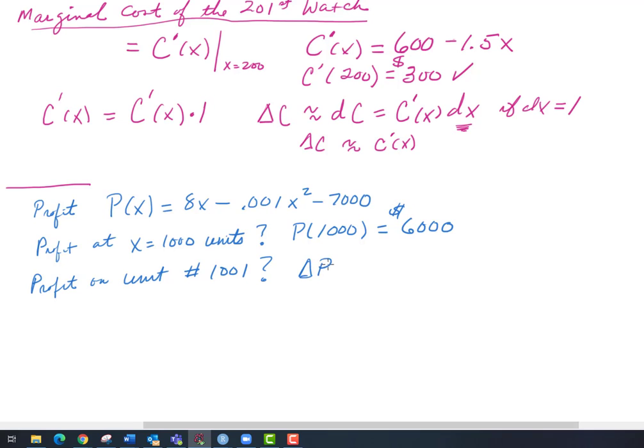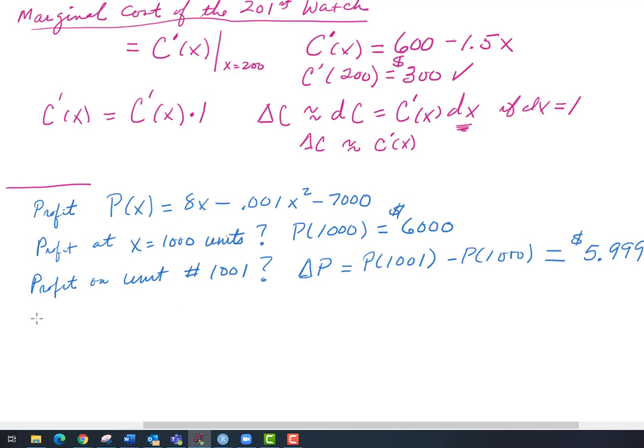Well, the exact answer, which we may not want to calculate every day, would be P of 1001 minus P of 1,000, which is equal to $5.999, and I'm going to put 3 nines there for emphasis. So that is the profit on the 1,001st unit. If I go from 1,000 units of production to 1,001, I'll make another $5.999.